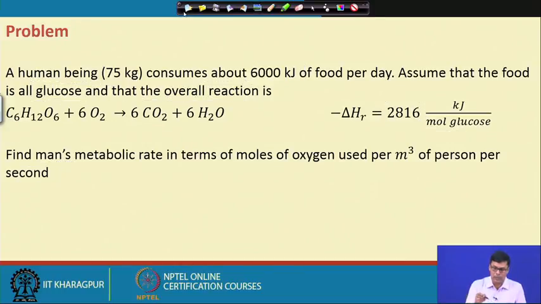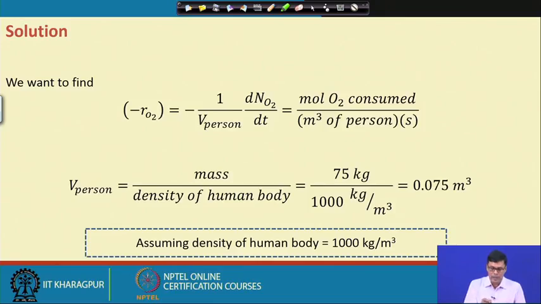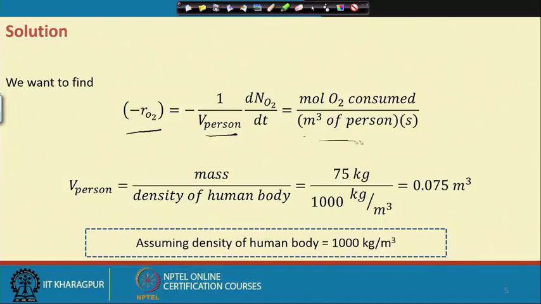Let us see how we can solve it. So, our equation is this. What is the rate equation we have? Minus R O2, that is dN O2, is the moles of oxygen consumed per cubic meter of volume per second.